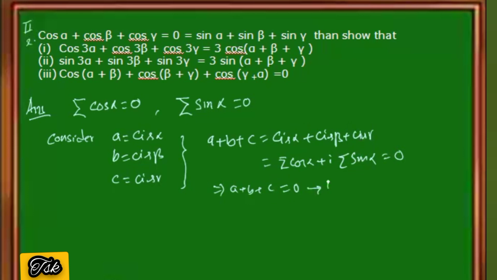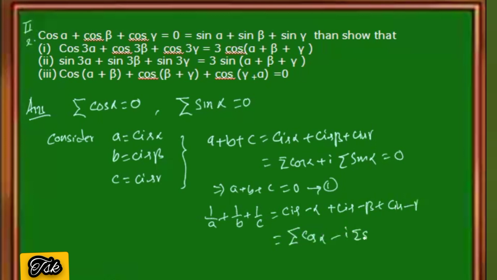This is the first one. What is 1 by A plus 1 by B plus 1 by C? This is nothing but cis minus alpha, cis minus beta, and cis minus gamma. 1 by A, 1 by B, 1 by C. So there is sigma cos alpha minus i into sigma sin alpha. This is nothing but 0. So which is BC plus CA plus AB over ABC, which implies BC plus CA plus AB is equal to 0. This is number 2.